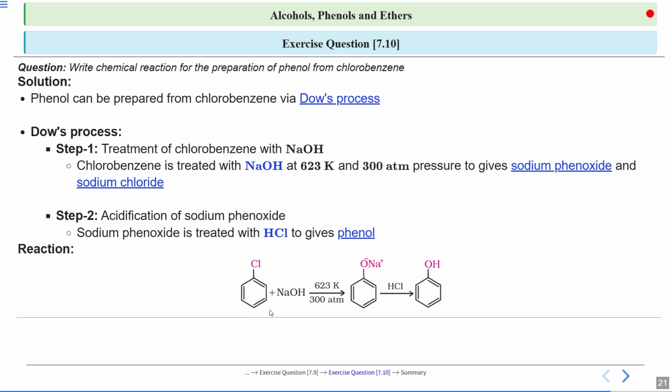So this is the chlorobenzene you are taking over here. When you treat it with NaOH, chlorine is a good leaving group. It leaves as Cl minus. And this is a nucleophilic substitution reaction. So a nucleophile attacks this carbon, which is an electron deficient carbon. So ONa will attack this carbon and you will get O minus Na plus, that is sodium phenoxide. Then acidification happens. H plus attacks here, so it forms phenol and NaCl leaves. So this is Dow's process.